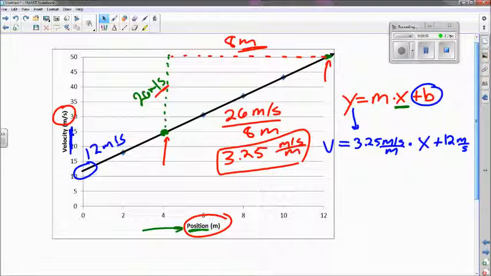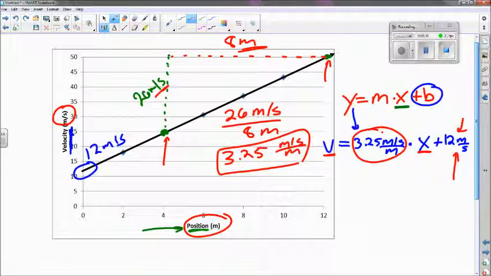Our equation says the velocity of our object is going to be equal to 3.25 meters per second divided by meters multiplied by the position that the object is at plus a starting velocity of 12 meters per second. Remember, this tells us what the initial value was, in this case what the initial velocity was, and our slope here tells us how much the velocity changes for every meter that you go along. So as your position changes, how much your velocity in this case increases, and we can see it goes up.